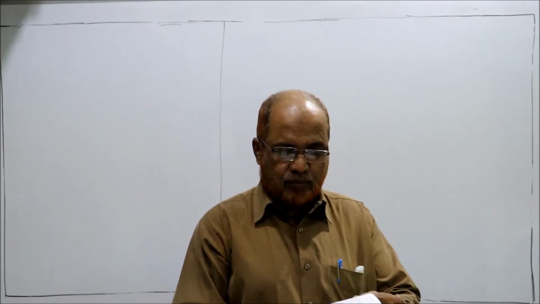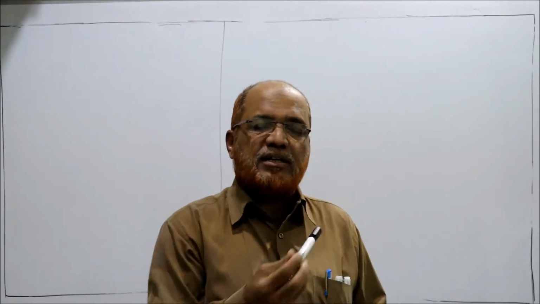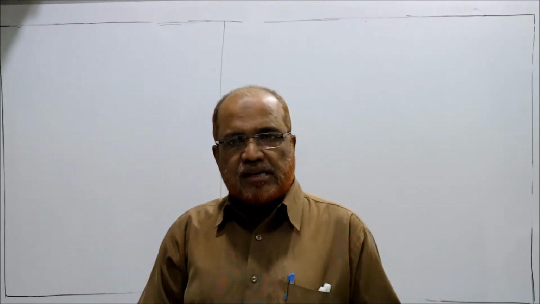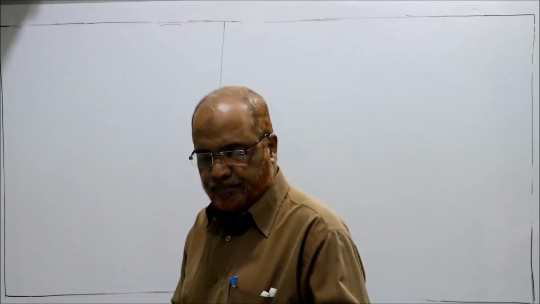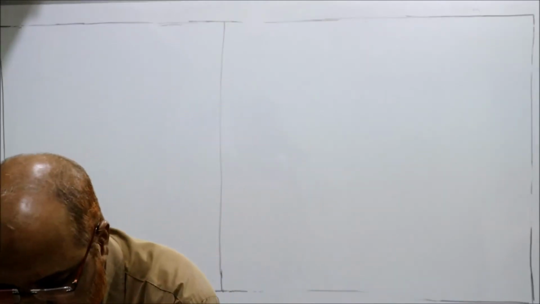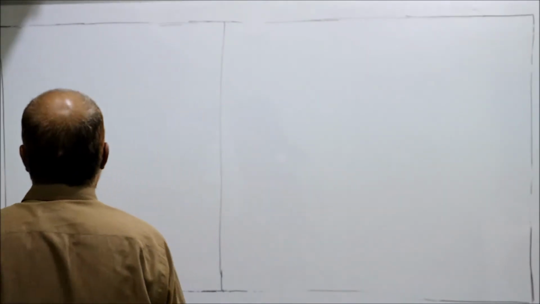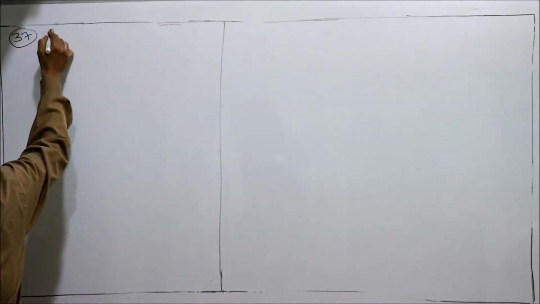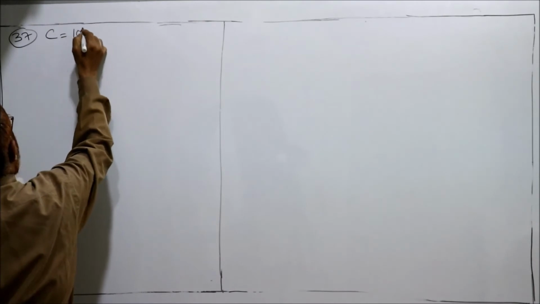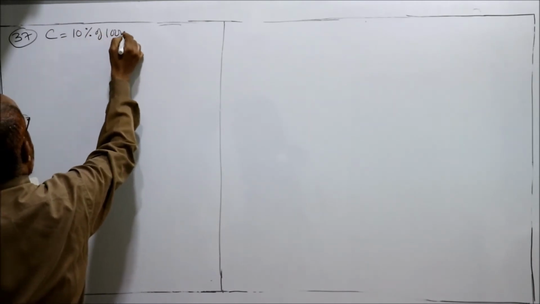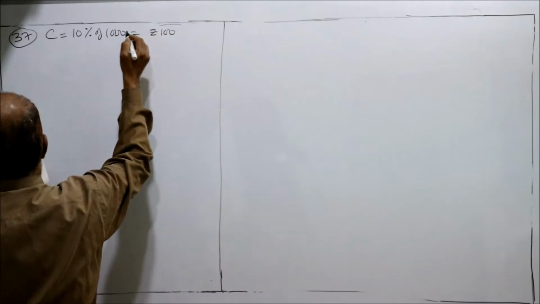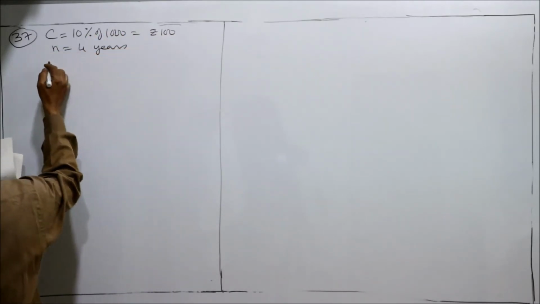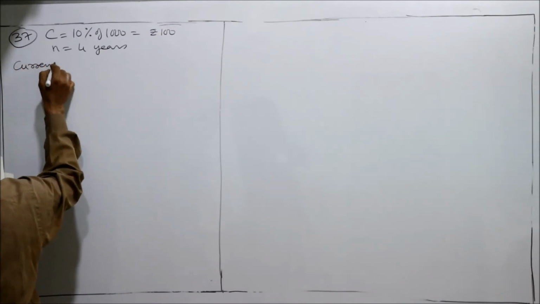YTM it is asking you. It is not specifying which YTM, actual YTM or approximate YTM, so to be on the better side, we calculate both. How much is the coupon rate of interest? 10%. So 37th problem. C is equal to 10% of 1000 rupees, 100. N is equal to 4 years. Current price of bond.